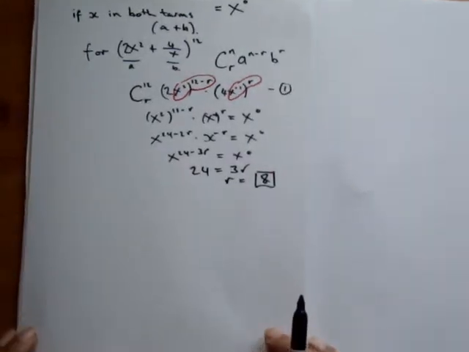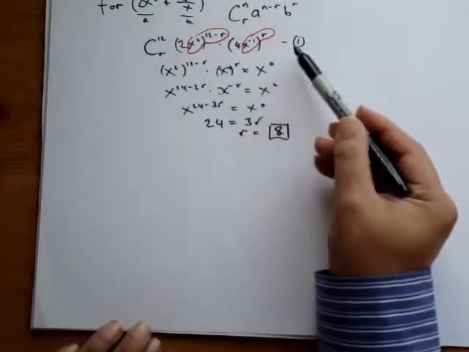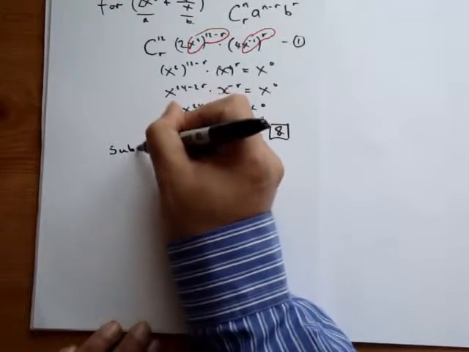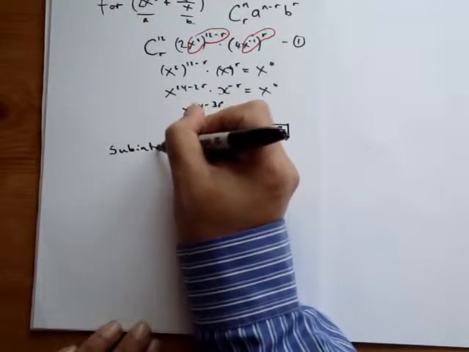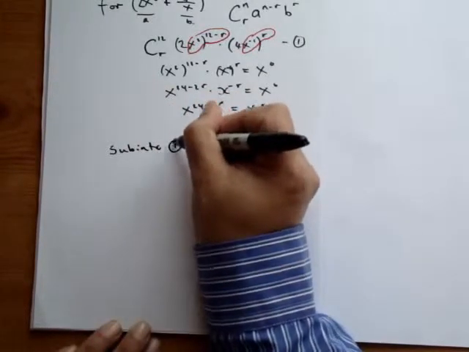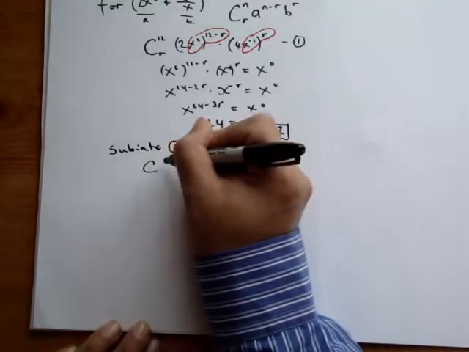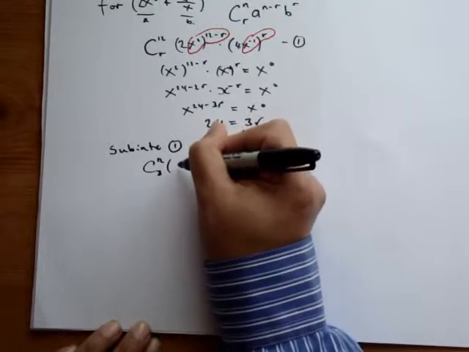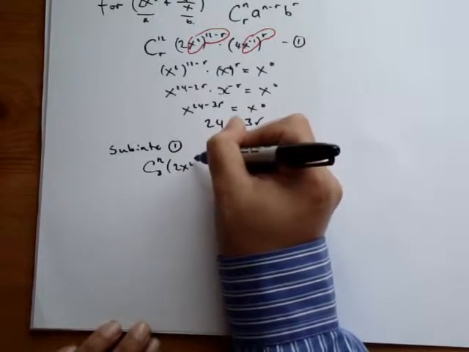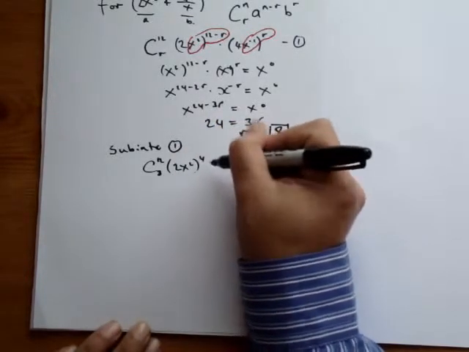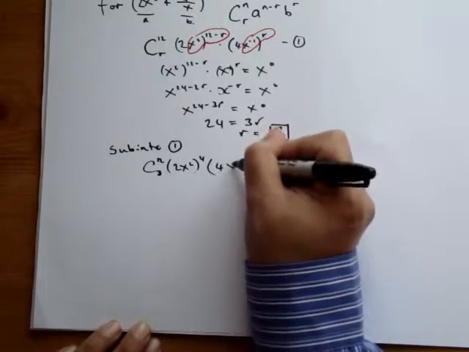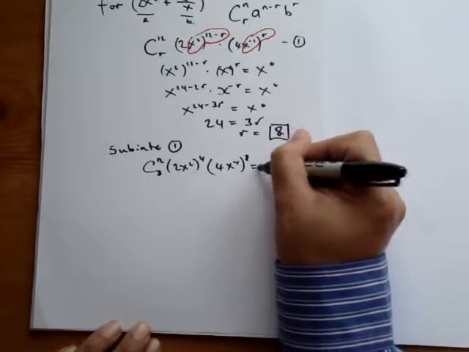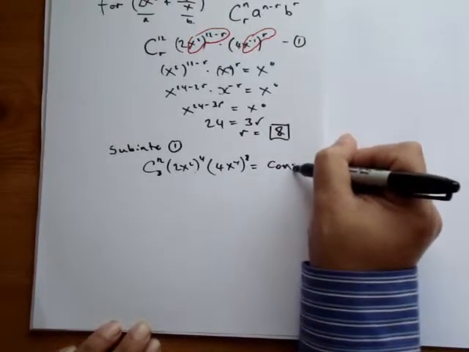Now what we have to do is put this back into our equation 1. So now sub into 1. So we get C 12 8 as our C and R value, 2x squared to the power 4, 4x to the minus 1 to the power 8, and that will be our constant term.